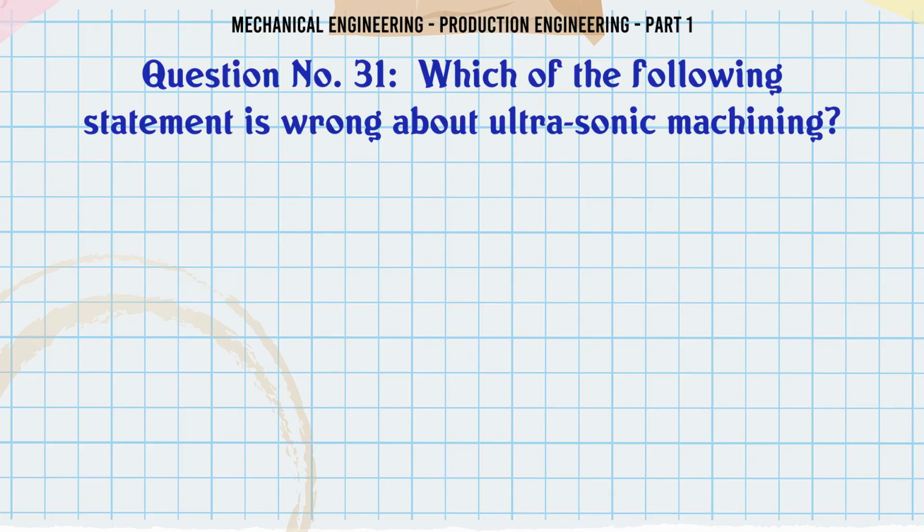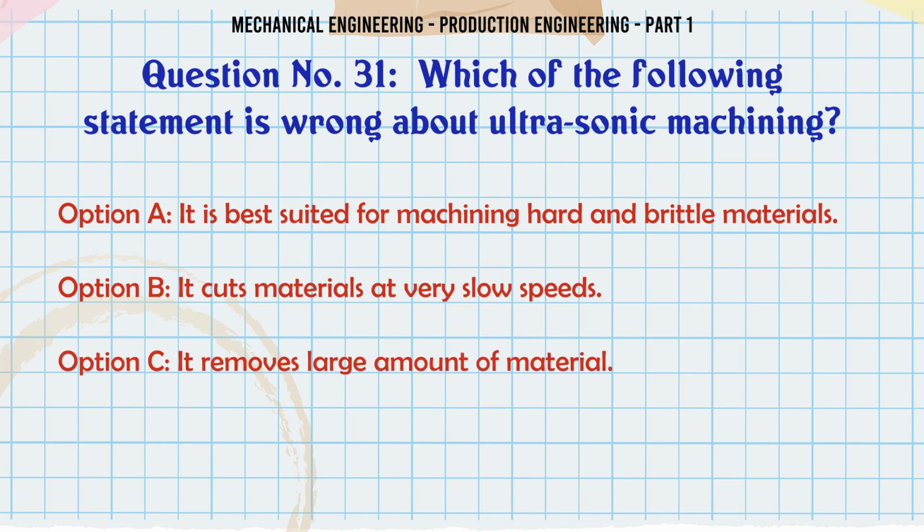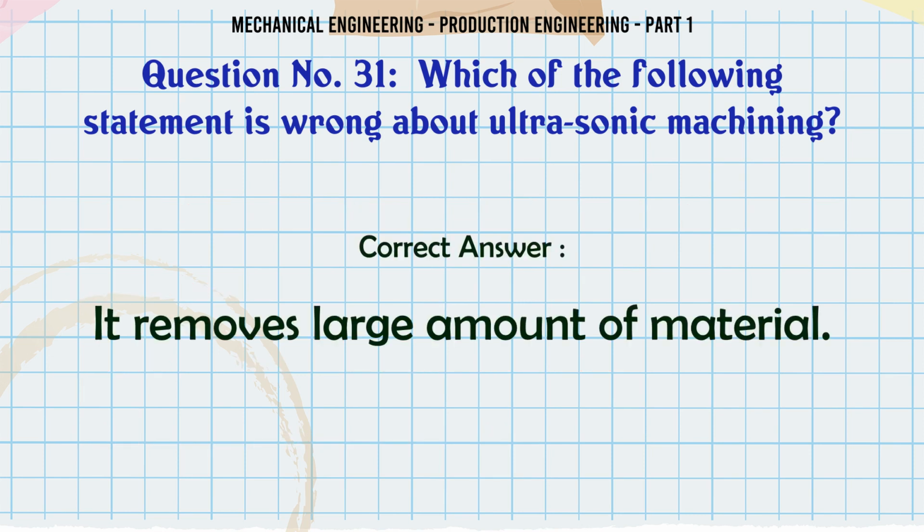Which of the following statements is wrong about ultrasonic machining? A. It is best suited for machining hard and brittle materials. B. It cuts materials at very slow speeds. C. It removes large amount of material. D. It produces good surface finish. The correct answer is it removes large amount of material.